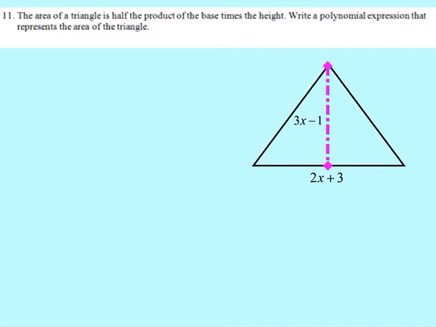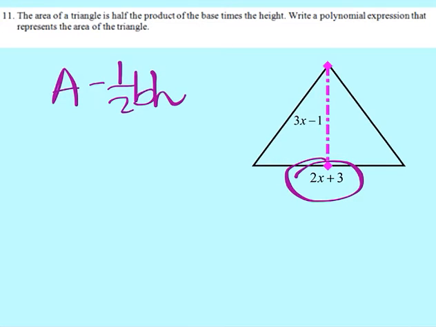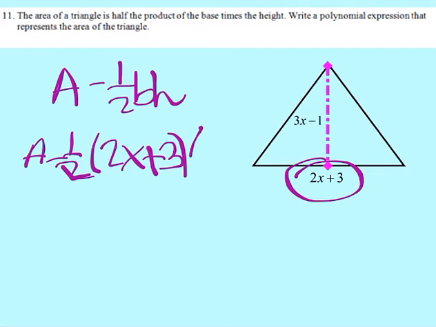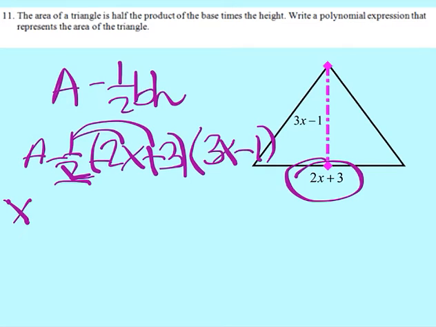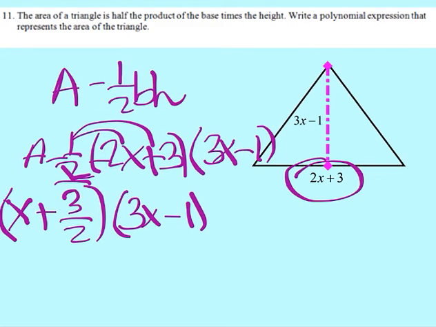Last but not least, let's take a look at number 11. The area of a triangle is half of the base times the height. So it wants us to find an expression that represents the area. Well, the base is going to be 2x plus 3, and the height is 3x minus 1. So for starters, I want to distribute that 1/2 in. So then I'm going to get 2 times 1/2 is the same as 2 divided by 2, so that's just x. Plus, and then that's going to be a 3/2, and that's going to be multiplied times 3x minus 1.